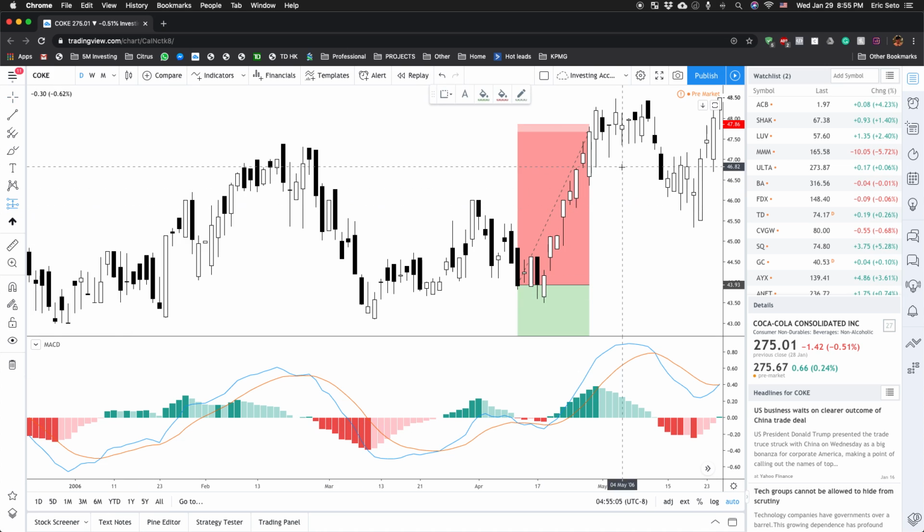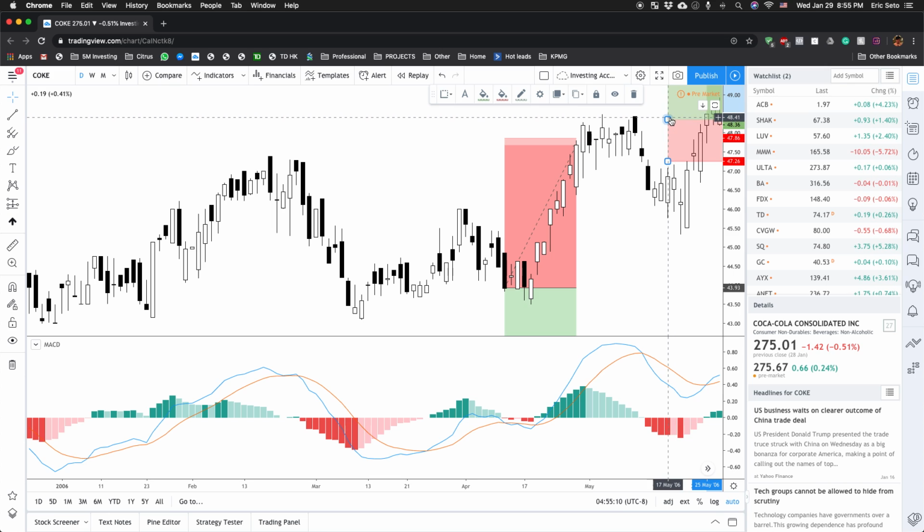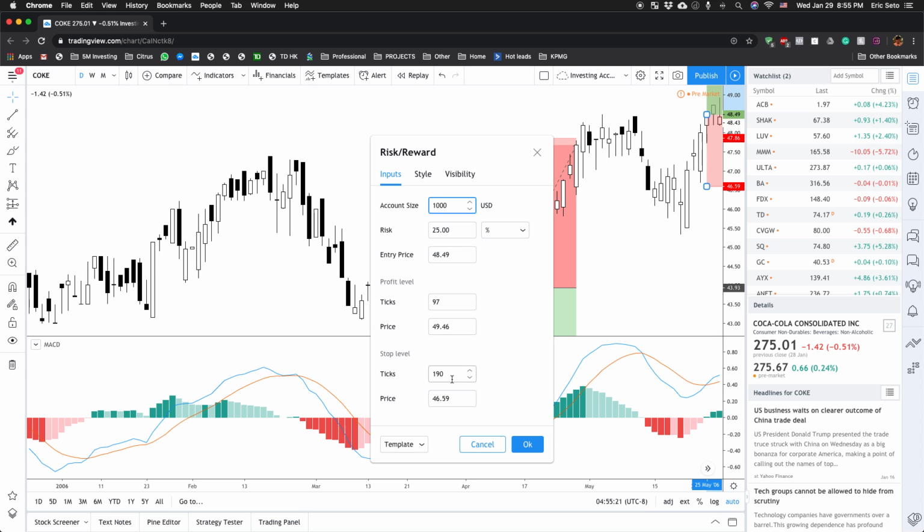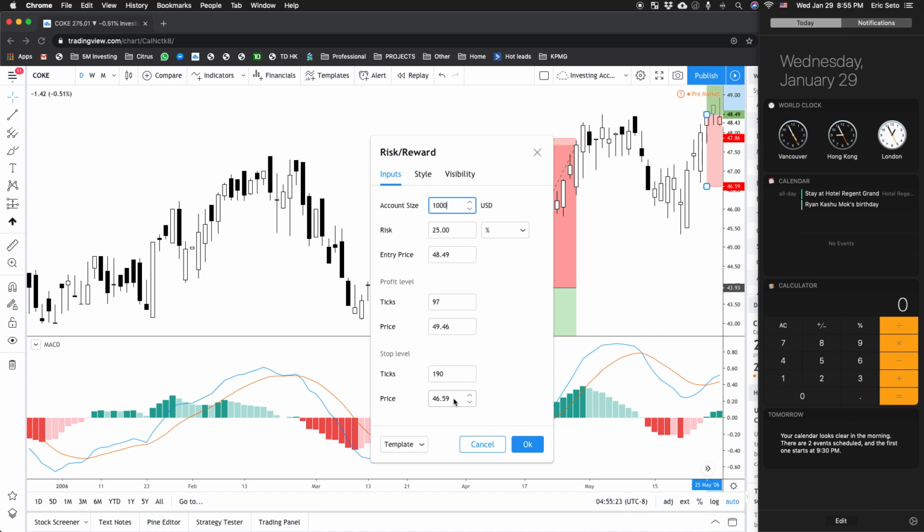The best thing about TradingView is really how easy it is to use. So I'm going to click right here, and then bring my chart here. In this case, I'm going to set my stop loss to be below the previous candle, just for simplicity. So my price is 48.49 minus 46.59. So that's $1.9. So 48.49 plus $1.9, that's 50.39.